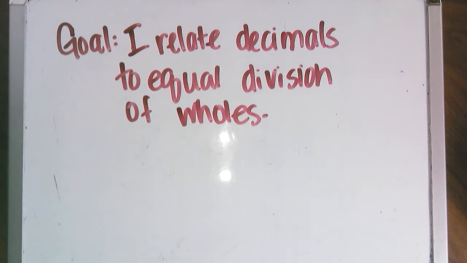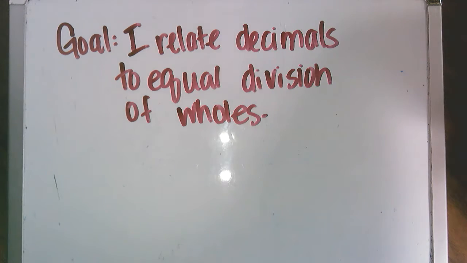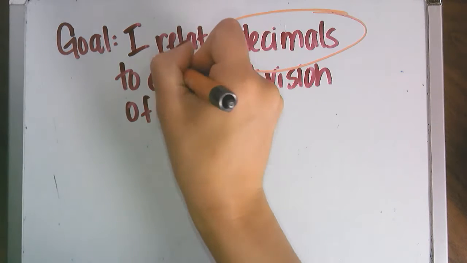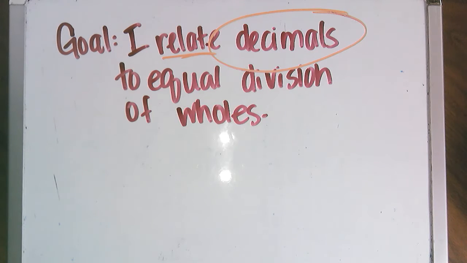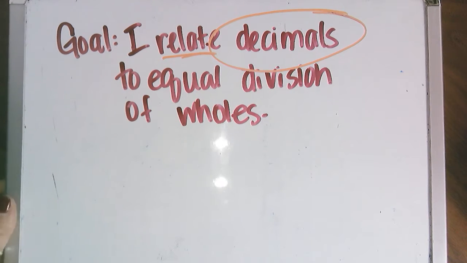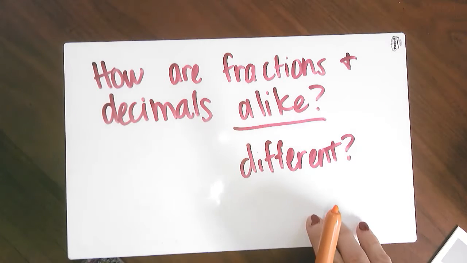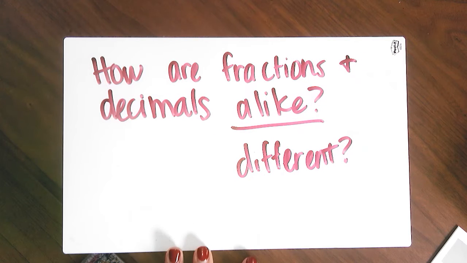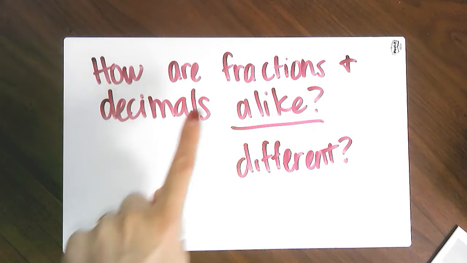Today for math, our goal is I relate decimals to equal division of wholes. So the big thing we're doing is decimals, and we are going to relate this to things that we already know. So to start, I want you to think about how are fractions and decimals alike and how are they different? We learned about fractions last year, and we learned some things that were true and some ways that we can relate them to decimals.